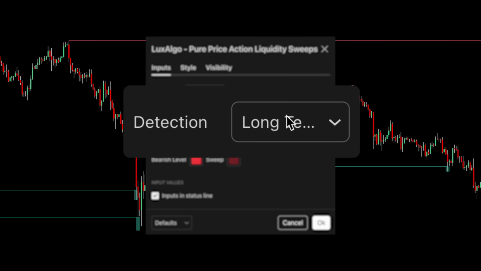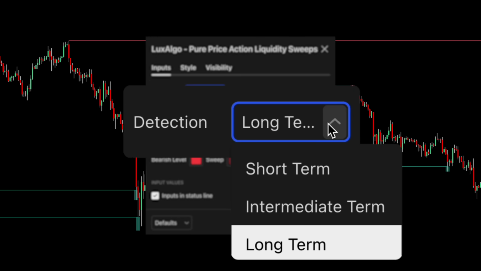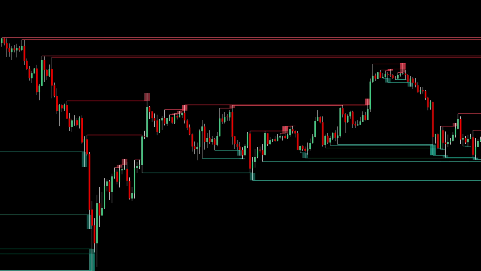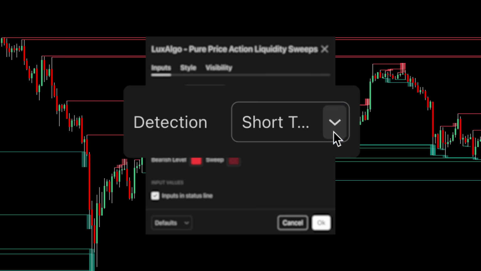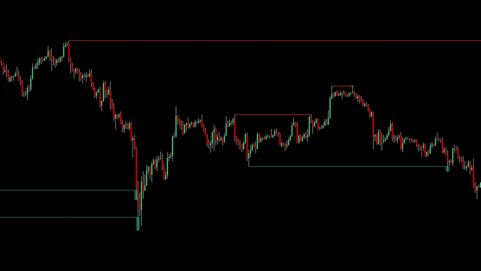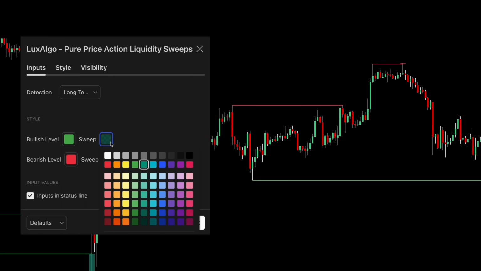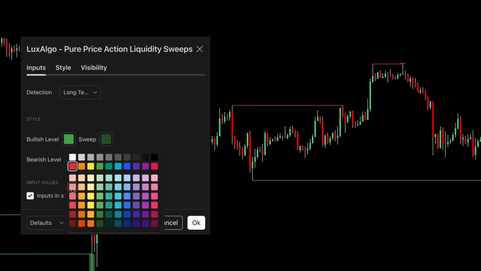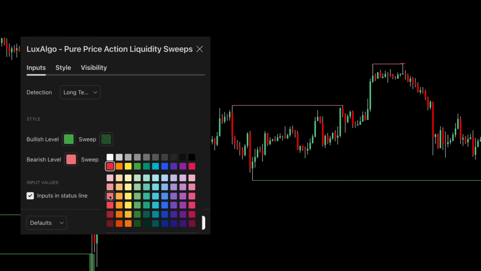The detection dropdown offers 3 modes: short-term, intermediate, and long-term. Short-term focuses on smaller, less significant shifts in market structure. These can still produce valid sweeps but may result in less dramatic reversals. Intermediate and long-term modes target major structural levels, which tend to produce stronger and more meaningful liquidity events. Below that, the styling options allow you to fully customize the look of the lines and sweep boxes so they blend seamlessly with your chart setup.